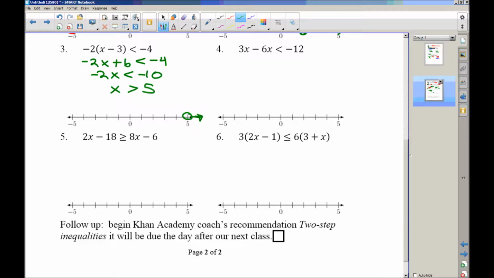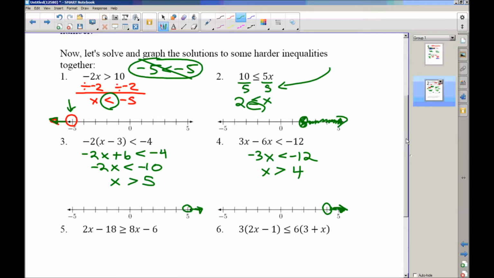Number 4, I'll combine my x's together first to get negative 3x is less than negative 12. I'll divide both sides by negative 3. This will give me x is greater than 4. I flip the inequality this time because I'm dividing by a negative number. Okay, so my circle is going to go on 4. It's not filled in because we don't have an equal to bar. We just have greater than. And then it says x is greater than 4. So x is all the numbers bigger than 4. So that's like 5 and 6 and 7. Okay, so there's our circle. And we shade to the right.